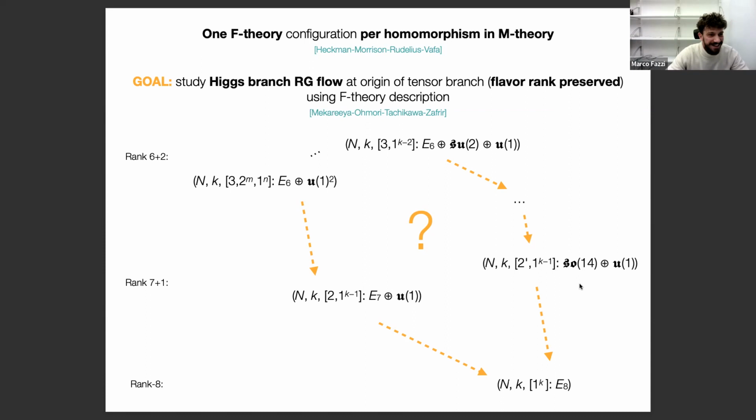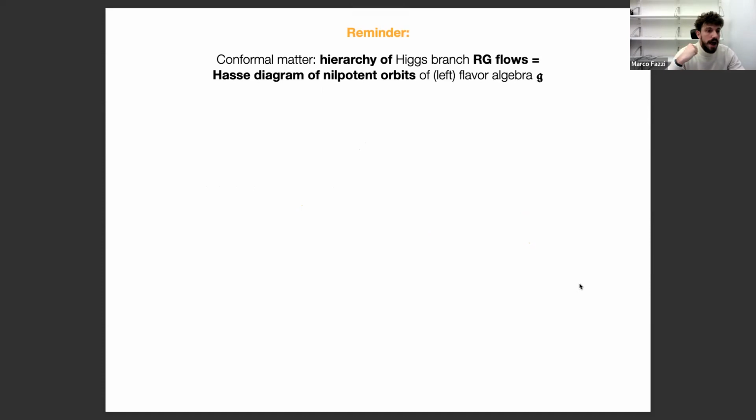Okay. So the question now I think should be clear. We want to understand the structure of these flows between these SCFTs labeled by Katz labels. Let me take a slight detour and remind the audience of what happens in the case of conformal matter. As I was saying at the beginning, here actually the structure of the flows, the hierarchy of the flows, is rather well understood. And what happens here is that the hierarchy of Higgs branch RG flows in the case of conformal matter mimics very closely, in fact, it's exactly the same as, the Hasse diagram of nilpotent orbits of, say, the Lie algebra script G.